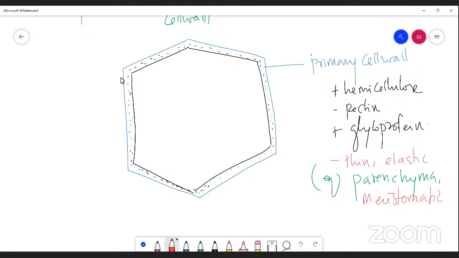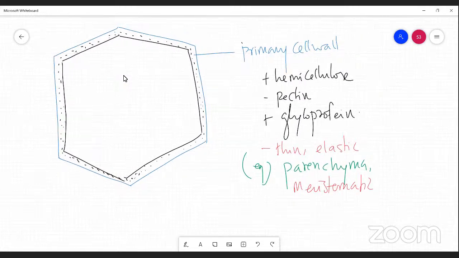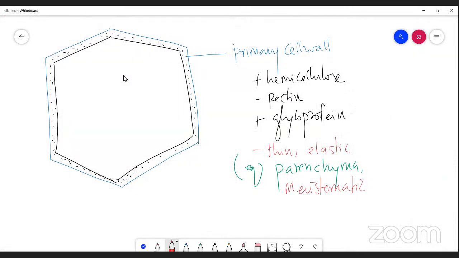Dear students, could you mention the components of the primary cell wall? What things are present in the primary cell wall? Hemicellulose, pectin, glycoprotein. And what is the nature of the primary cell wall? Thin and elastic. Very good, keep it up. Talking about the primary cell wall, it is the outermost layer of the cell wall of a plant, made up of hemicellulose, pectin, and glycoprotein.